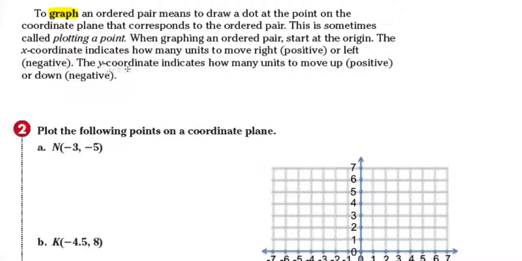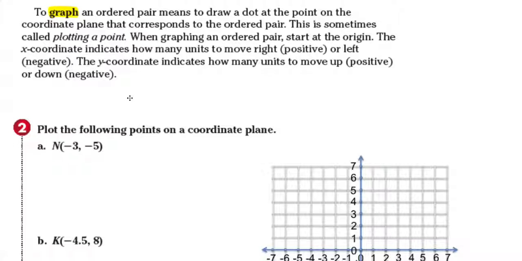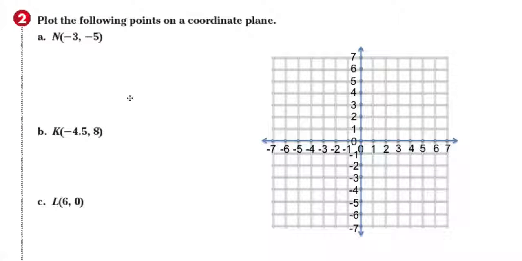Remember this, because as we go through linear equations, if it's positive, it goes to the right or up, and if it's negative, it goes to the left or down. So the y-coordinate indicates how many units to move up, positive, and down, negative. Okay, so plot the following points on the coordinate plane: (-3, -5).